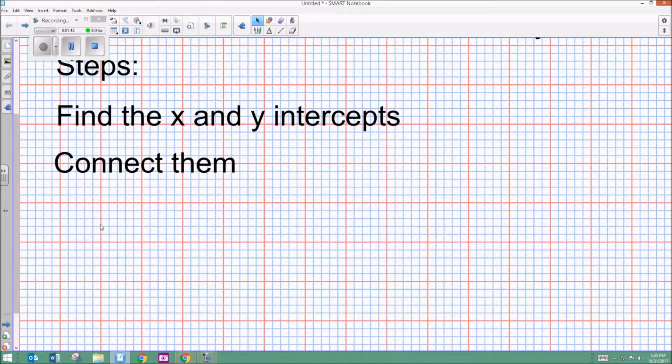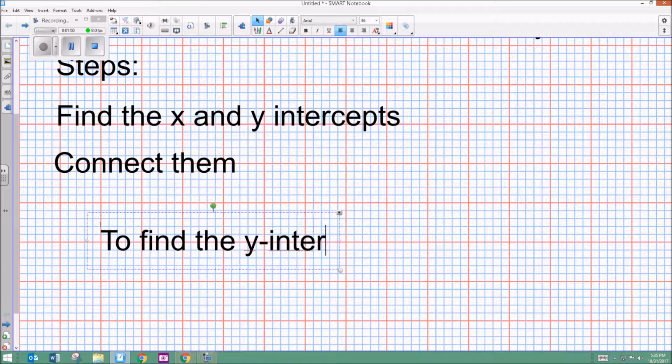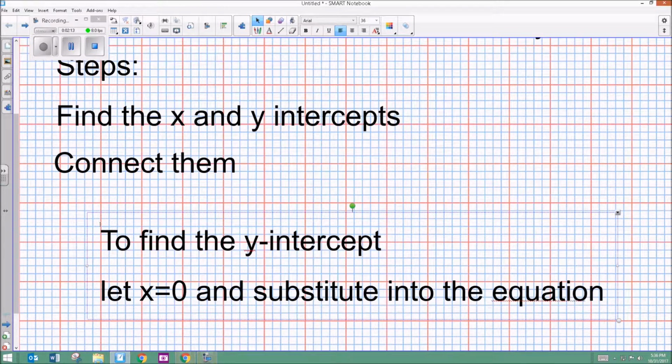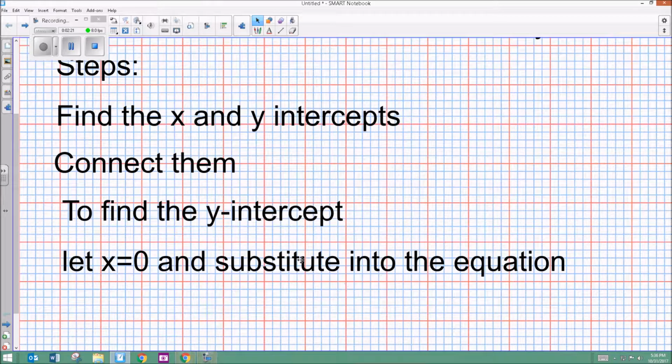To find the y-intercept, let x equal 0 and substitute into the equation. So to find the y-intercept, let x be equal to 0 and substitute in the equation.